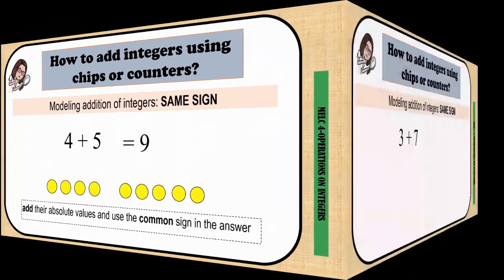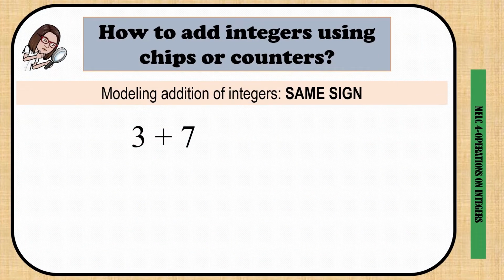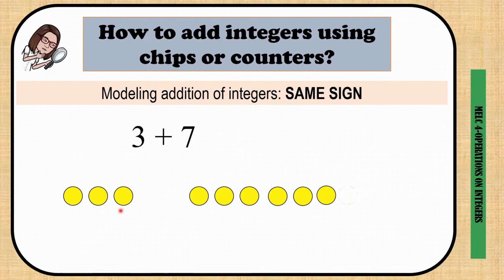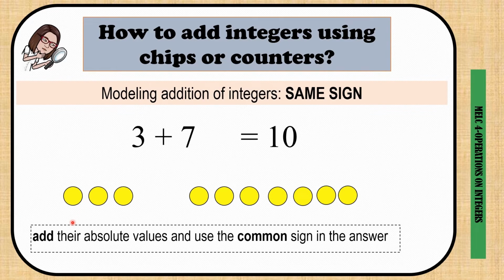Next example for this. Given 3 plus 7. Again, they are the same in sign, which are both positive. So I have here 3 yellow chips added to 7 yellow chips. When you combine these chips, that will be equal to how many? That is 10. Again, you just add their absolute values, 3 plus 7, because they have the same sign, and then copy their common sign, and that is positive 10. And of course, when you combine all of this, they're all the same color, yellow, which is 10 chips.